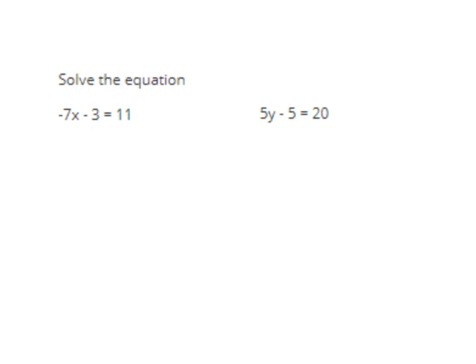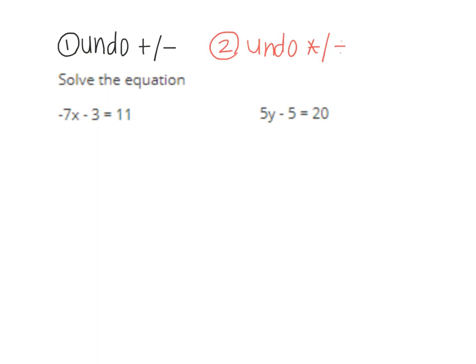In this video, we will talk about how to solve two-step equations. The first step will be to undo any addition or subtraction. And the second step will be to undo any multiplying or dividing. For the first one you see on the screen, we have negative 7x minus 3 is equal to 11.